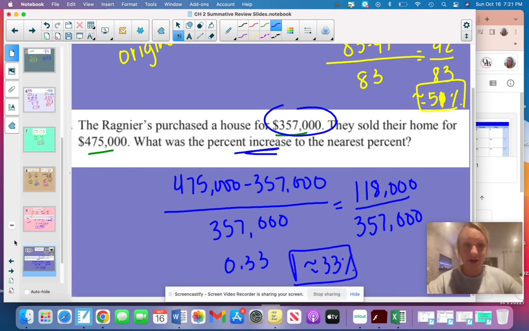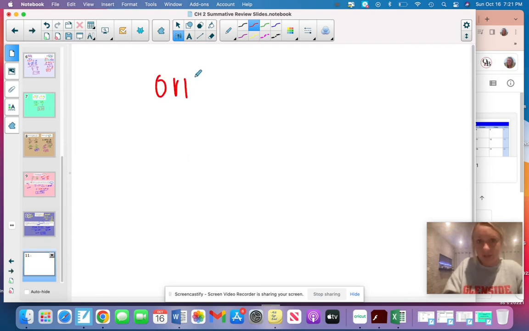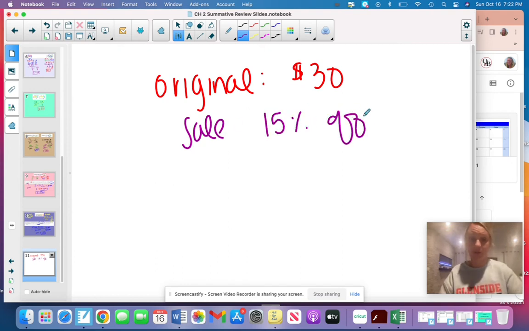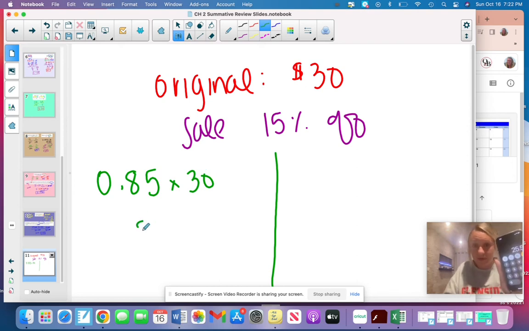Okay, the last thing, sorry, I don't have like a cute slide prepared, but I want to make sure that I cover it here. Let's say that you had a sweater that was originally $30. Okay, so it's originally $30 and it's on sale for 15% off, and you want to know the discounted price. There's two ways that you can do this. Okay, there's two ways. Remember that Miss Levan likes to do it quick and easy. If it's on sale for 15% off, that means that you're paying for 85%. So what you can do is just 0.85 times 30.